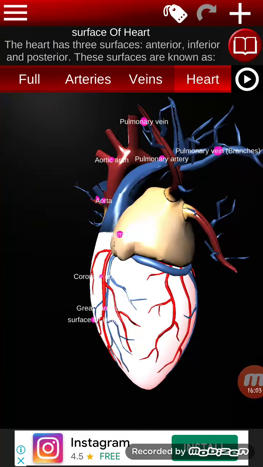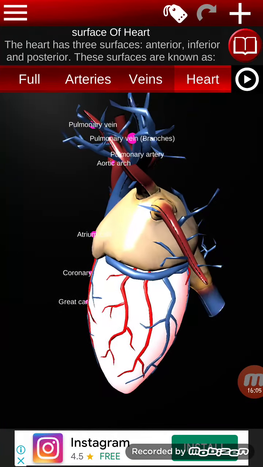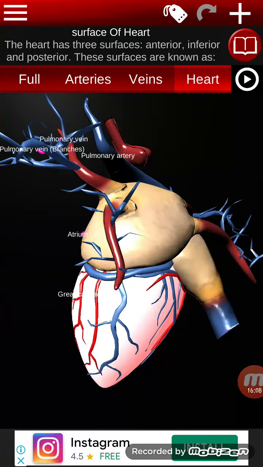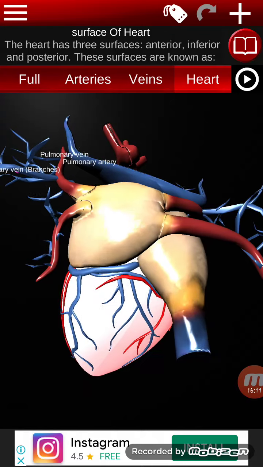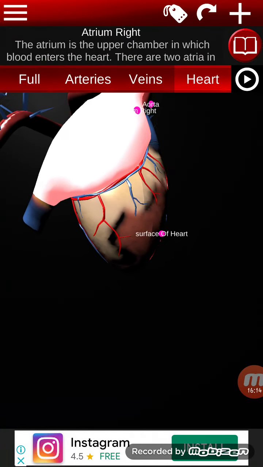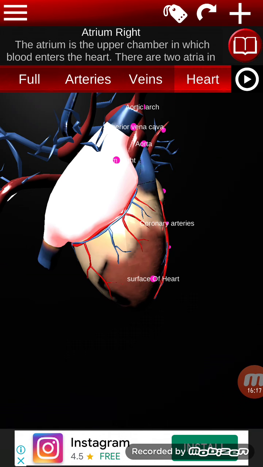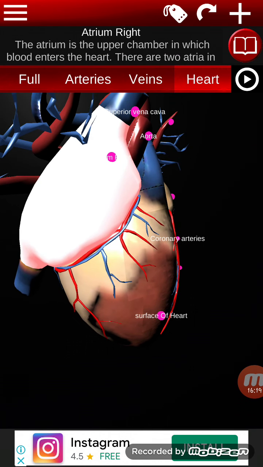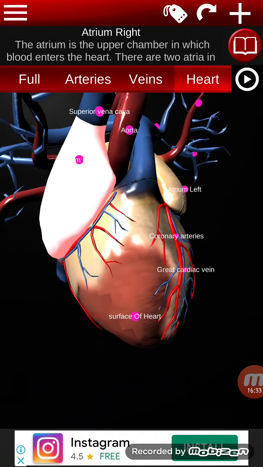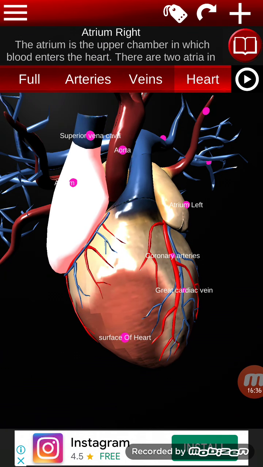A patch of this tissue is present in SAN. It is located in the right upper corner of the right atrium, close to the opening of the superior vena cava. See here, this is right atrium. See here, this is superior vena cava. Here SAN is present. And second one is AVN.